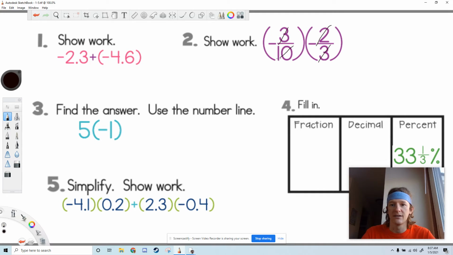You can reduce the 10 and the 2. You can also reduce the 3 and the 3. If you do that here, you won't have to reduce your fraction at the end.